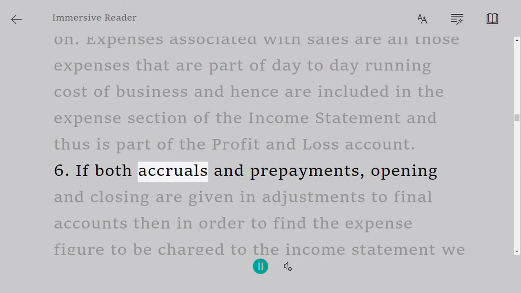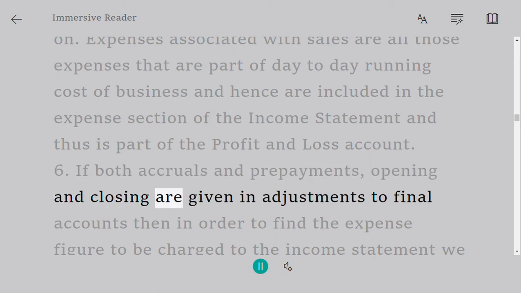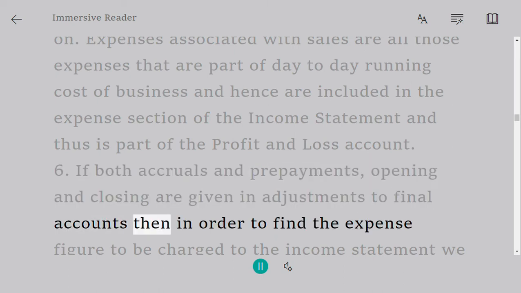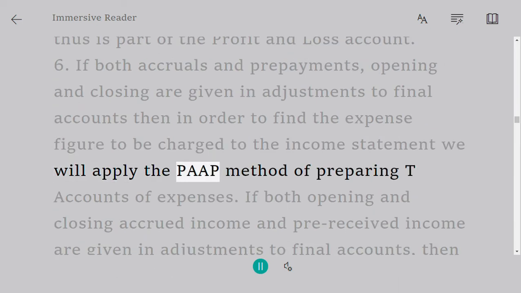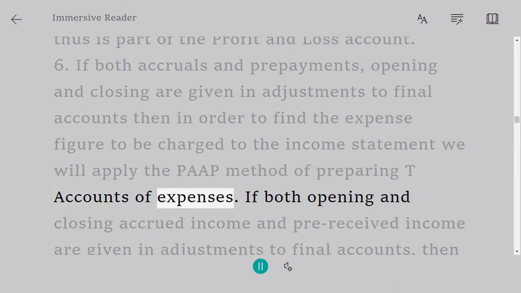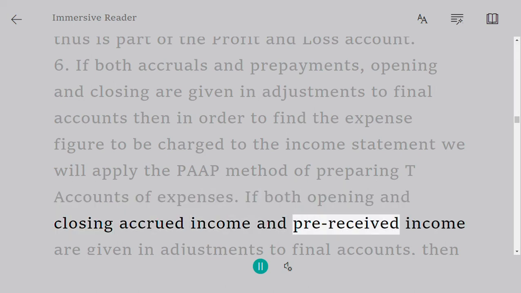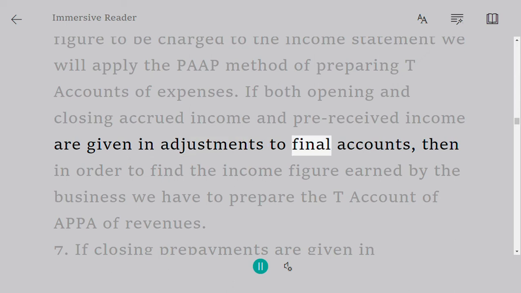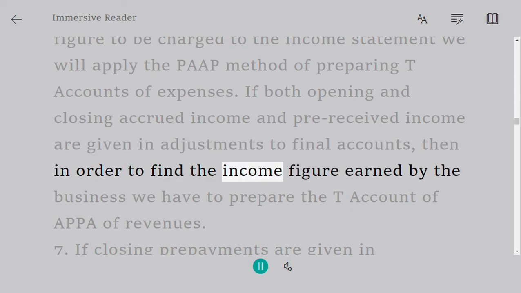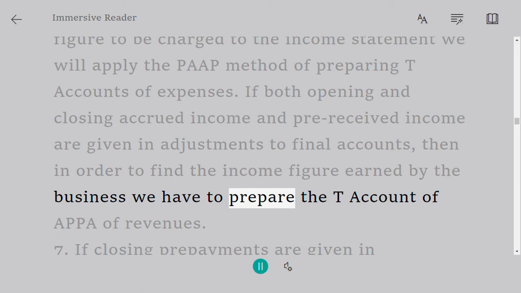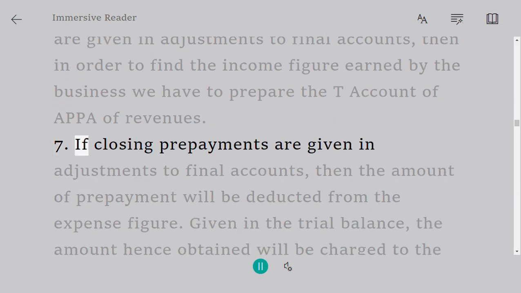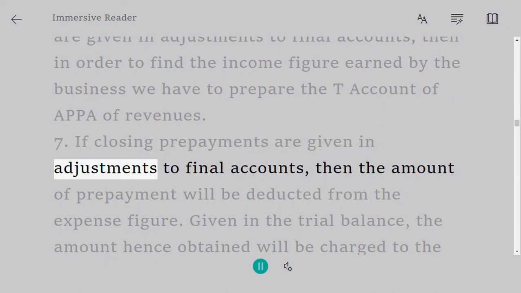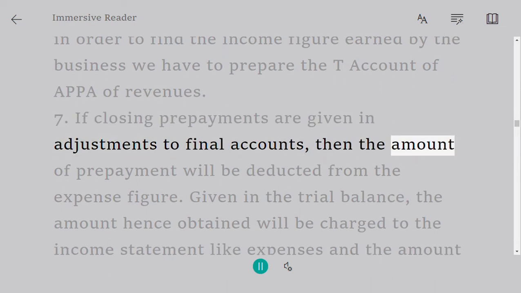6. If both accruals and prepayments, opening and closing, are given in adjustments to final accounts, then in order to find the expense figure to be charged to the income statement, we will apply the PAP method of preparing T accounts of expenses. If both opening and closing accrued income and pre-received income are given in adjustments to final accounts, then in order to find the income figure earned by the business, we have to prepare the T account of APPA of revenues.